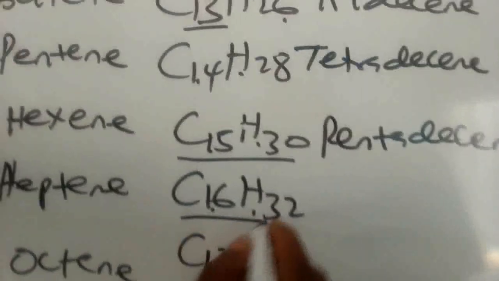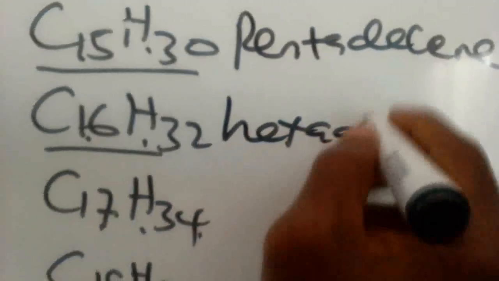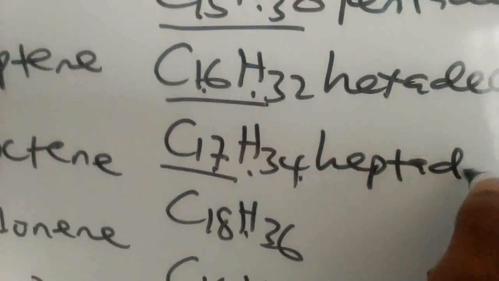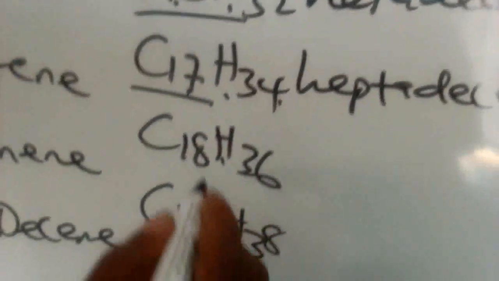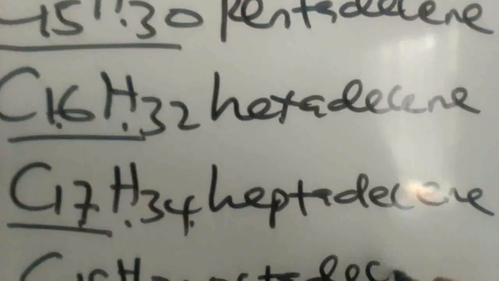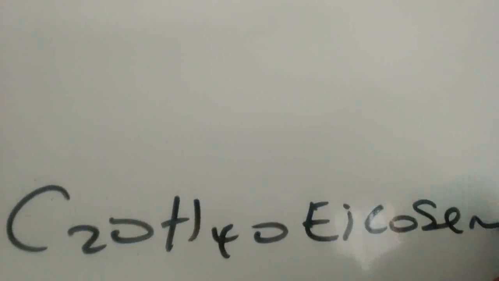The alkane that has 16 carbon atoms is called hexadecane. It's called hexadecene. The alkane that has 17 carbon atoms is called heptadecane. It's called heptadecene. The alkane that has 18 carbon atoms is called octadecane. It's called octadecene. The alkane that has 19 carbons is called nonadecane. It's called nonadecene. The alkane that has 20 is called icosane, and the alkene is called icosene.